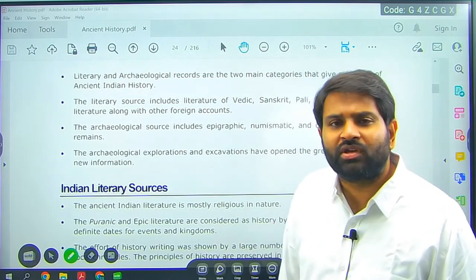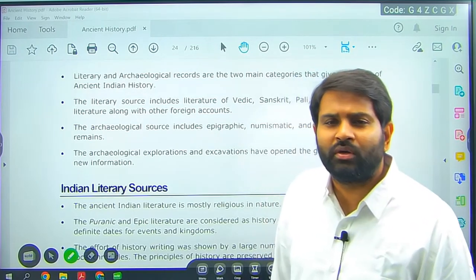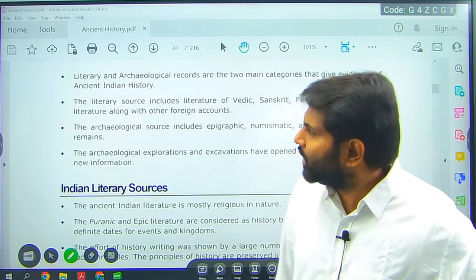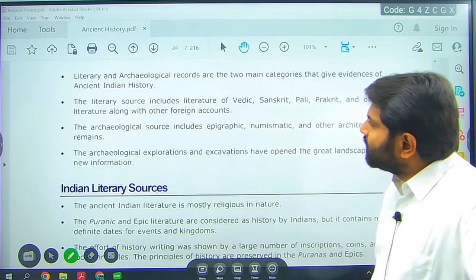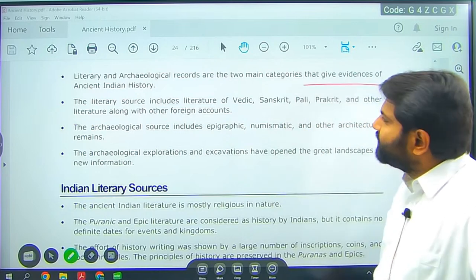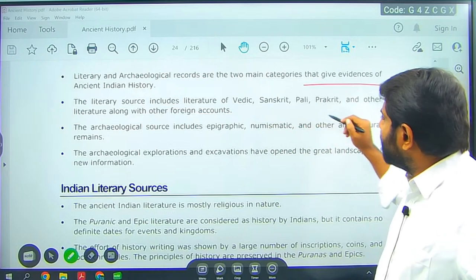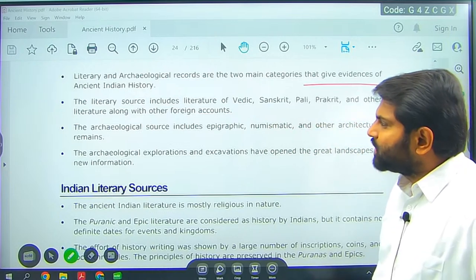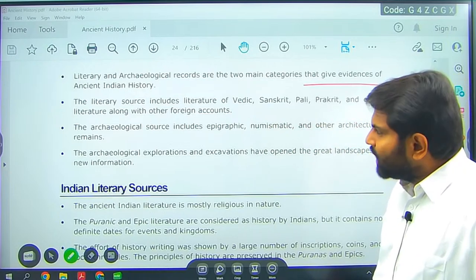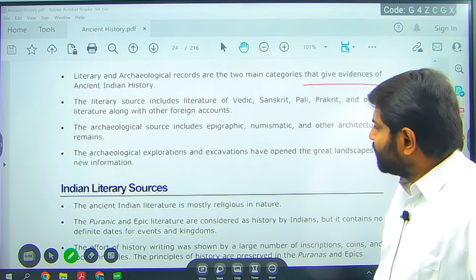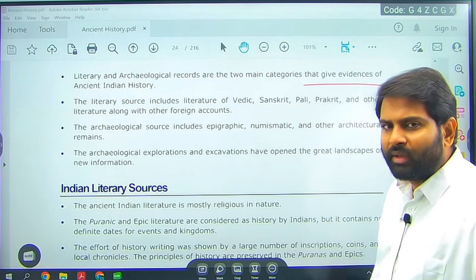So what are the sources of history then? What are the ways I should reconstruct the history? Literary and archaeological records are the two main categories that give evidence about history. Literary sources include literature of Vedic, Sanskrit, Pali, Prakrit and other literature along with other foreign accounts. Archaeological sources include epigraphic, numismatic and other architectural remains.